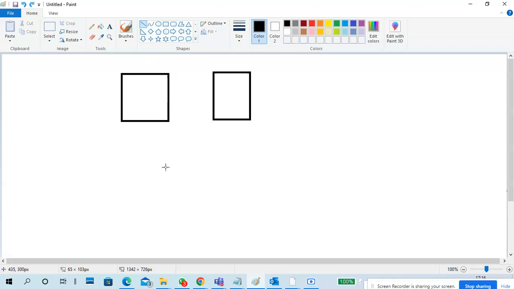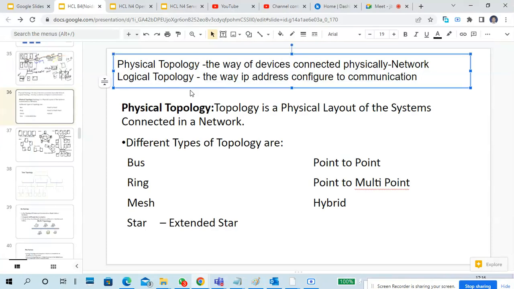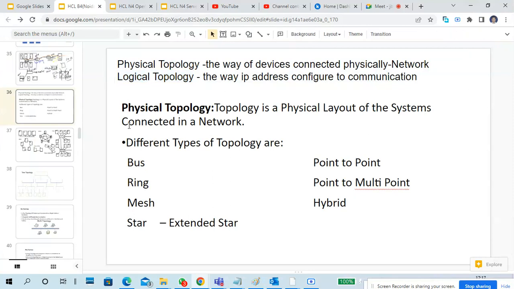Or maybe I take one single wire and connect them like this. So this is also one connectivity. The way you are connecting the devices, we call it physical topology. Then what is logical topology? So why is logical topology there?